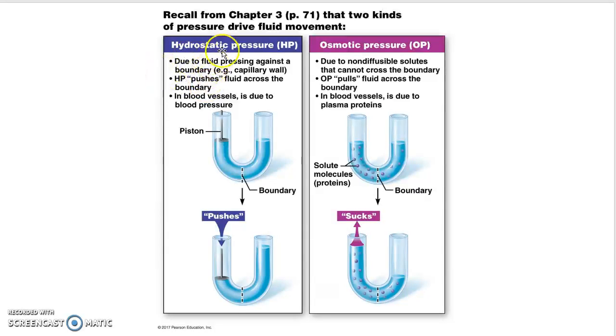Okay, so hydrostatic pressure pushes fluid across something. In blood vessels, it's due to blood pressure. Hydrostatic pressure is really kind of a push to move things. Osmotic pressure is like a pull. So it pulls fluid towards it. And this is, again, plasma proteins like albumin kind of sucking water towards them, right? We learned about this in osmosis. Salt has osmotic power too, and osmotic pressure.